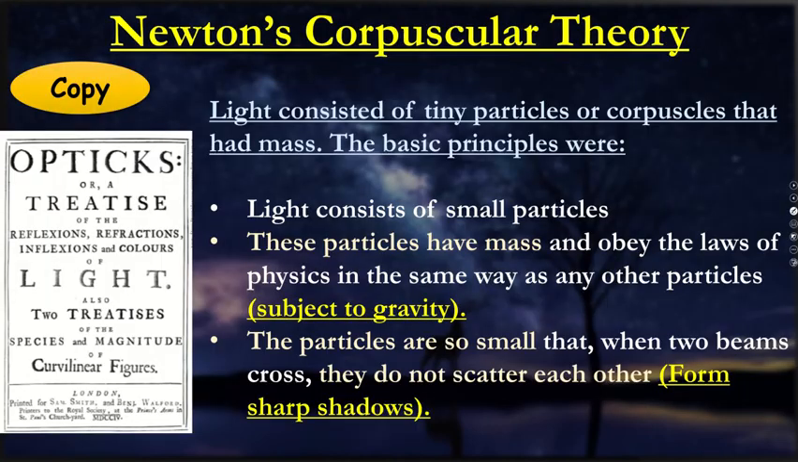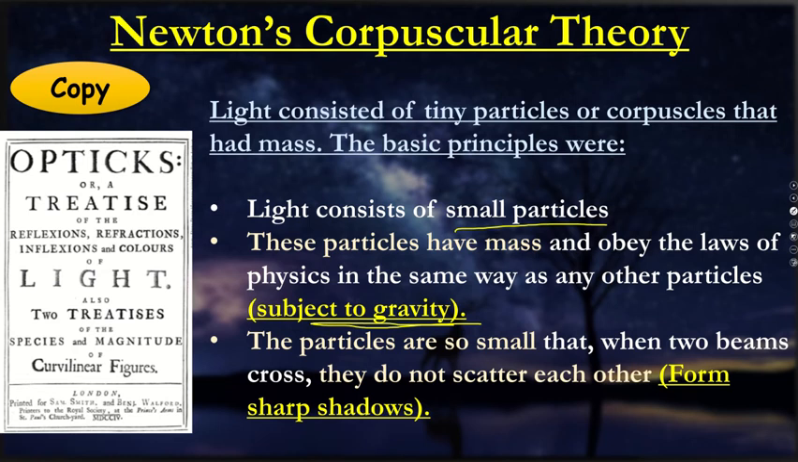Alright, so let's just look through this. So light, this is Newton's theory of corpuscles. Light consists of tiny little particles, he called corpuscles, and they had mass. Okay, the basic principles: it's a small particle. These particles have mass, and so they behave according to the particular laws of physics. So it is subjected to gravity. Gravity will pull things in. The understanding at the time was that gravity would act on objects of mass. So that's the idea there.